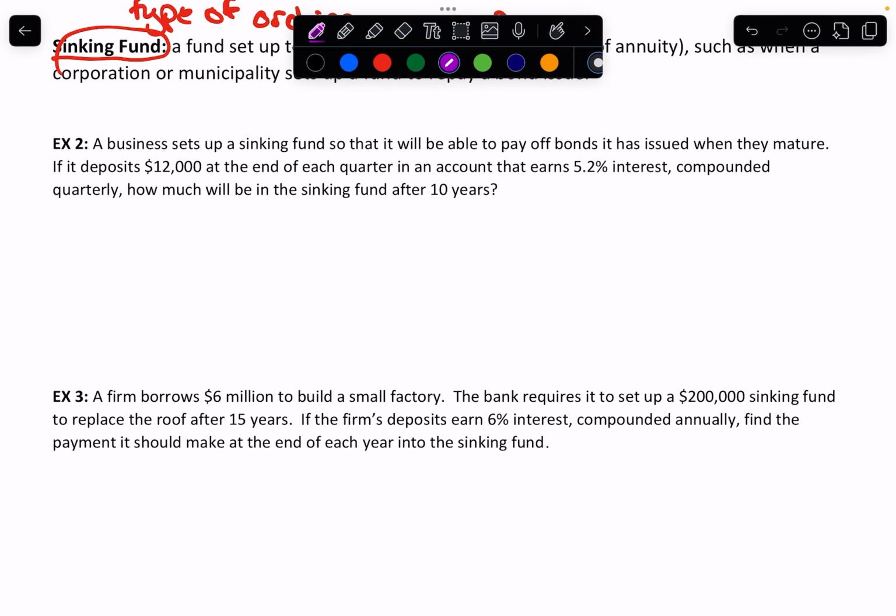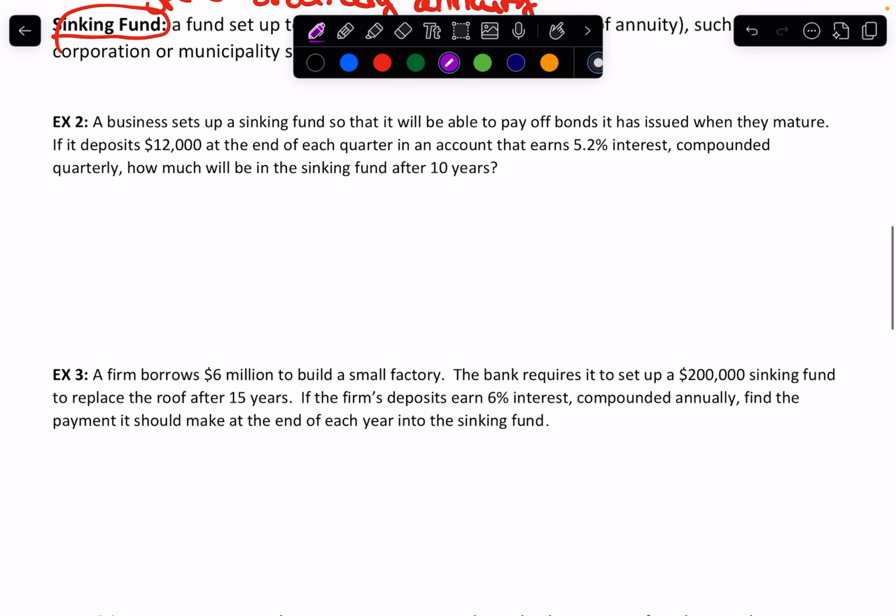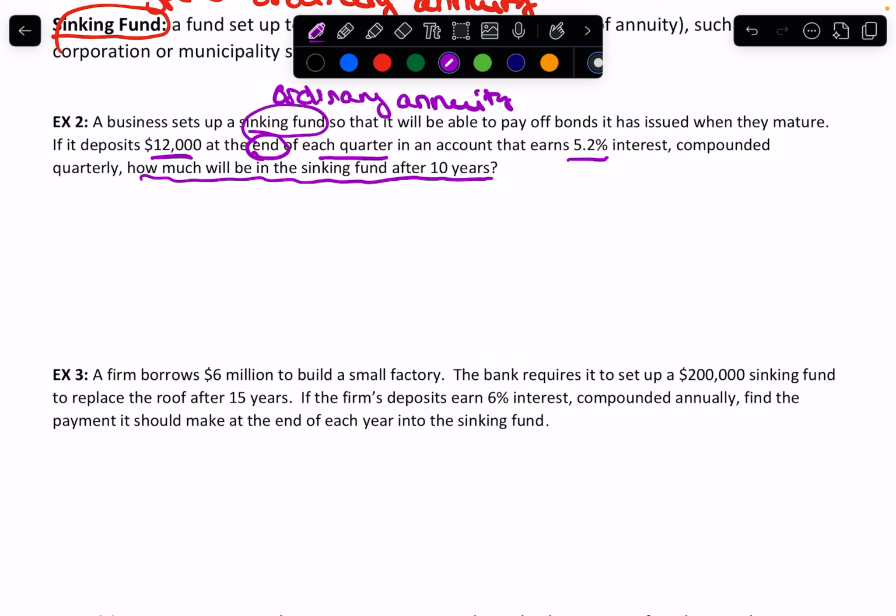Okay, so let's look at an example. A business sets up a sinking fund. Again, this tells us that it is an ordinary annuity, so that it will be able to pay off bonds it has issued when they mature. If it deposits $12,000 at the end, so the end is again the key word for the ordinary annuity, of each quarter in an account that earns 5.2% interest compounded quarterly, how much will be in the sinking fund after 10 years? Okay, it's again asking for the future value.